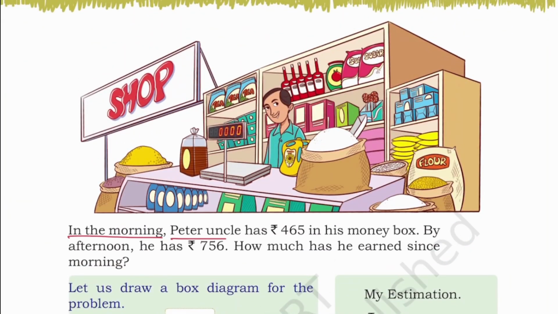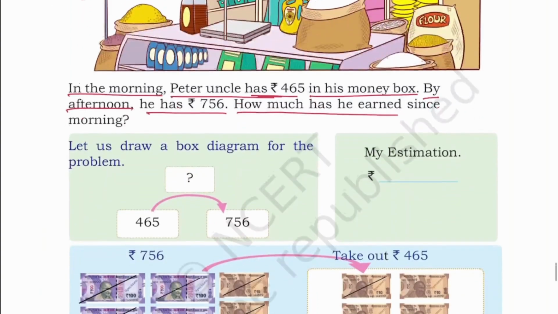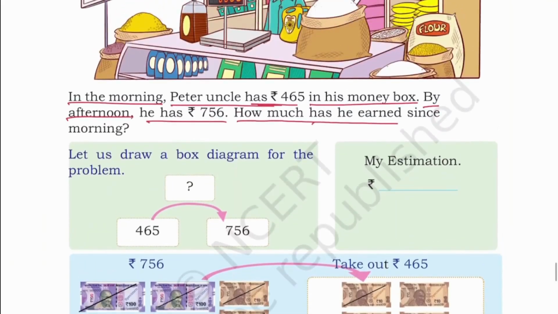In the morning, Peter uncle has 465 in his money box. By afternoon, he has 756. How much has he earned since morning? That means he now has 756, and earlier he had 465. Then you have to subtract this.